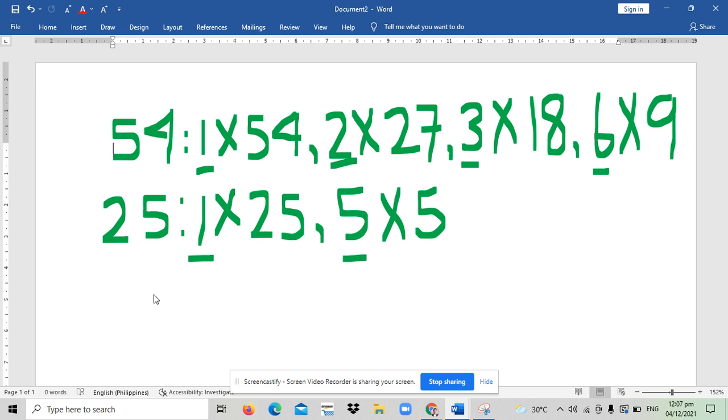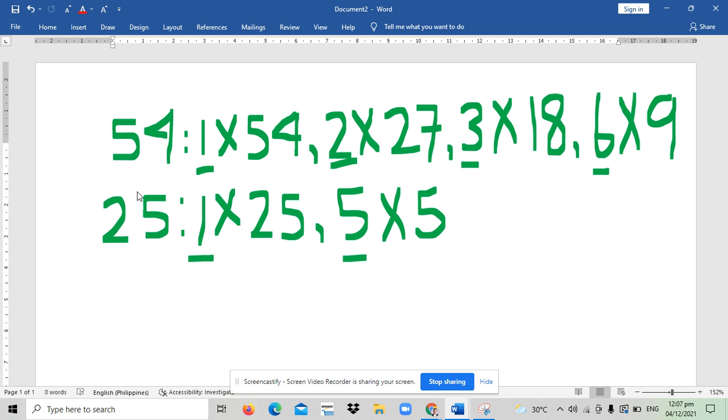So for 25, again, we will start at 1. So we list 1 times 25. And also the other pair is 5 times 5. And so we can see that the only common factor in 54 and 25 is 1.